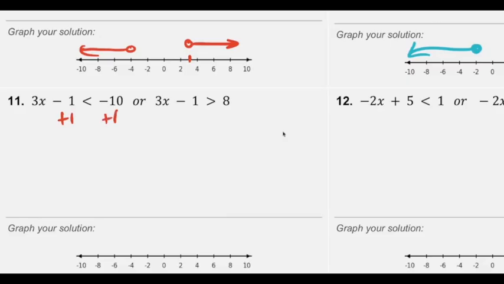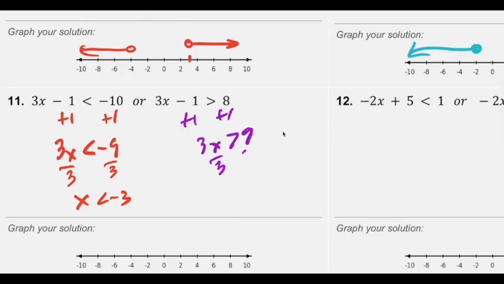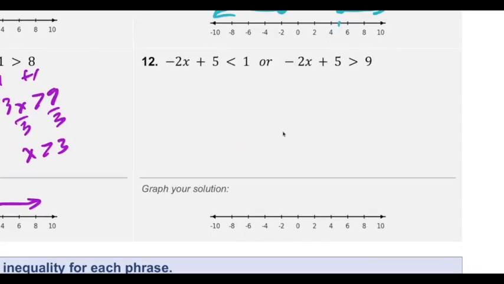So over here, same concept. +1, +1. Oh, it's going to be a fraction. No, it's not. Sorry. We get -9, and then we divide by 3. So x is less than -3. And over here, +1, +1, 3x is greater than 9, divided by 3, x is greater than 3. So we have 3 that way, and -3 this way. There we go.